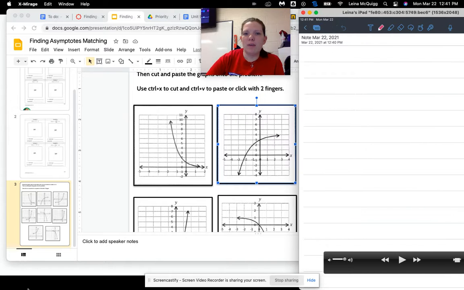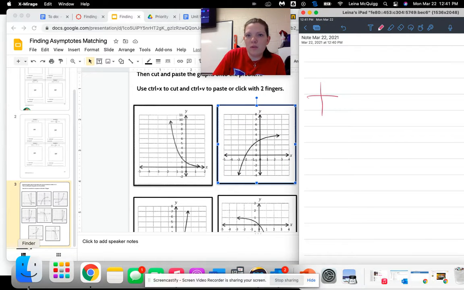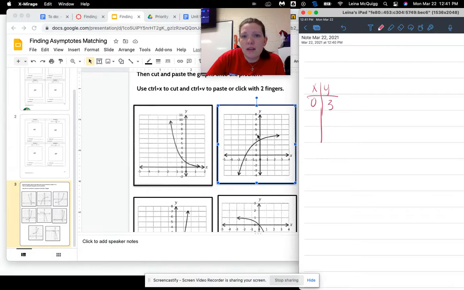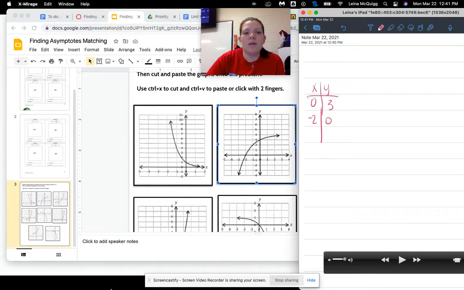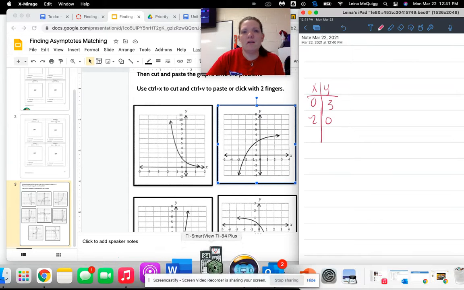So let's go ahead and pick 2 points from this table, or from this graph. We have x and y. My y-intercept is at 0, 3, so I'm going to choose that point. And then right here, that's that point. And then I have another pretty point right here. Let's choose this one. So this is -2, 0. We can put this in our calculator.